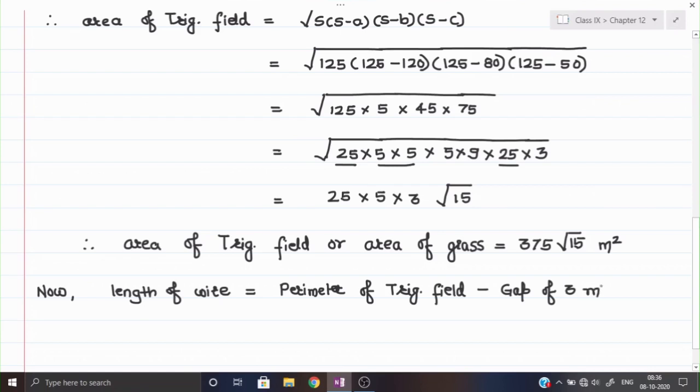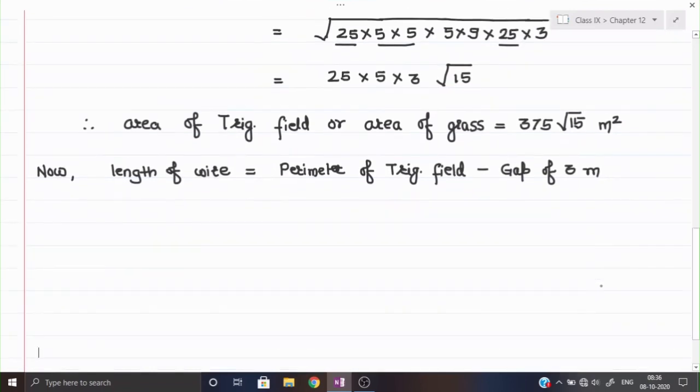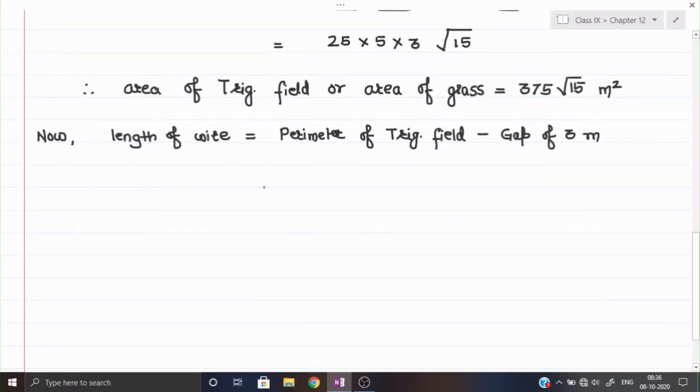Okay, now what is the perimeter? Perimeter will be equal to a plus b plus c, sum of all the sides, so that will be 120 plus 80 plus 50, minus 3. So this will be 250, and 250 minus 3 will be equal to 247 meter. This is your length of wire.